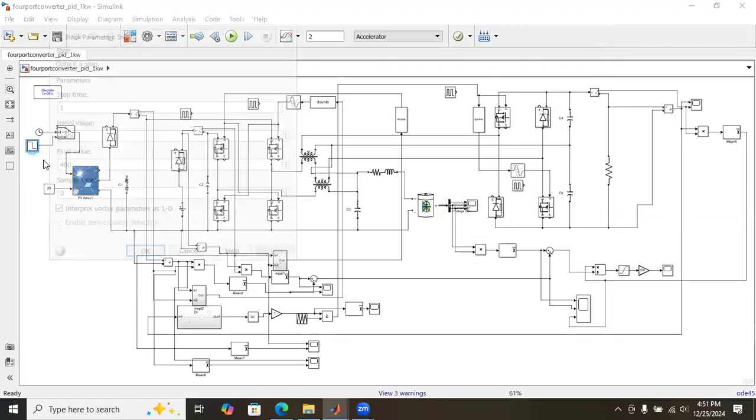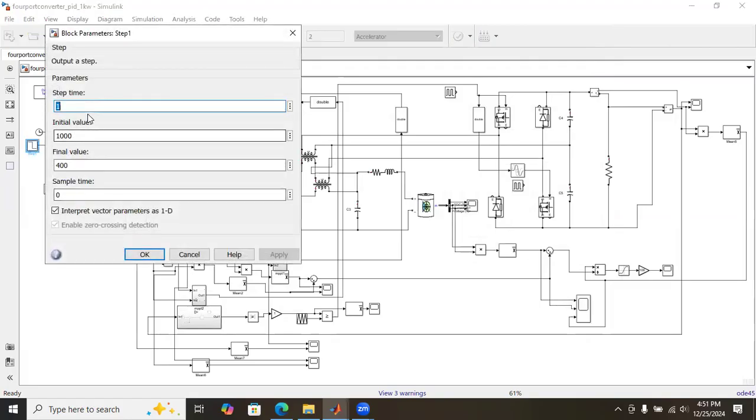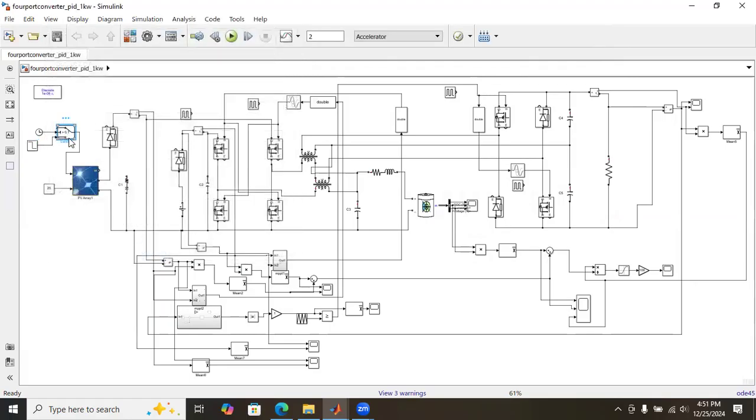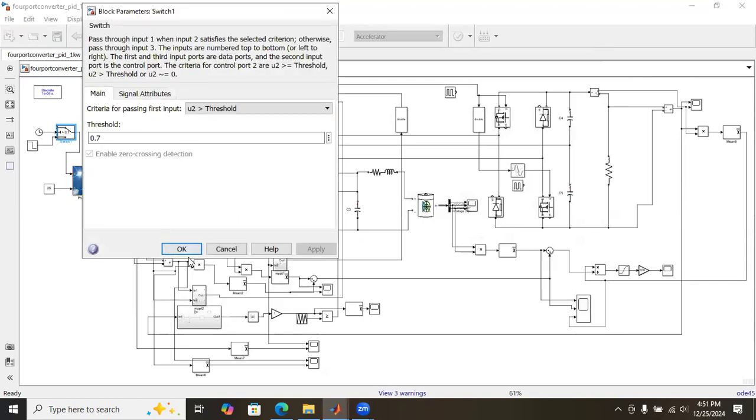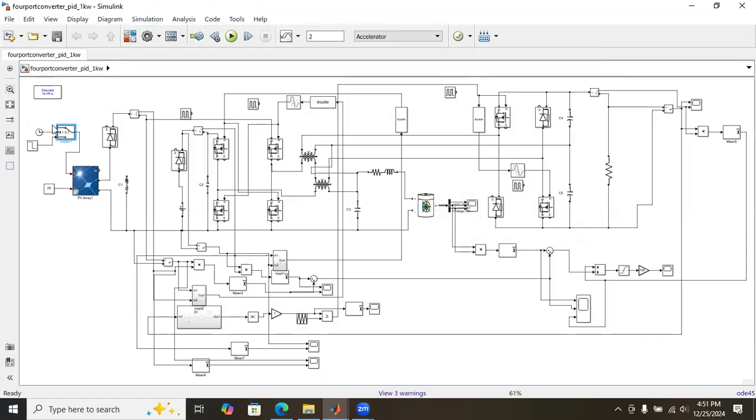And irradiation initially is around 1000. After 1 second it is reduced to 400. And after 0.7 second it is going to 0. So initially 1000, after 0.7 seconds it is going to 0. That is the irradiation levels.